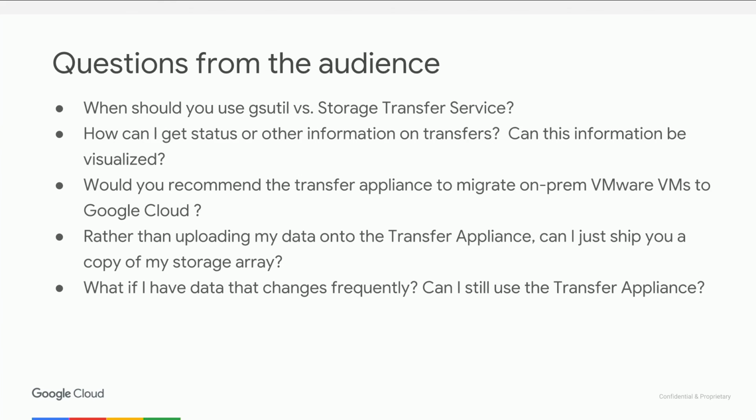I guess I'll take the third one. Would you recommend the Transfer Appliance to migrate on-prem VMware VMs to Google Cloud? So the Transfer Appliance is more for data itself rather than applications. Yeah. So we actually have a great solution specifically for VMware called Velostrata. Velostrata was a company that Google acquired, I think about a month ago, maybe 2 months ago. But it's really easy to migrate your VMware VMs by essentially installing a little agent, I think on vCenter.